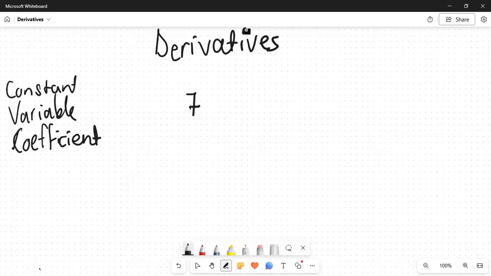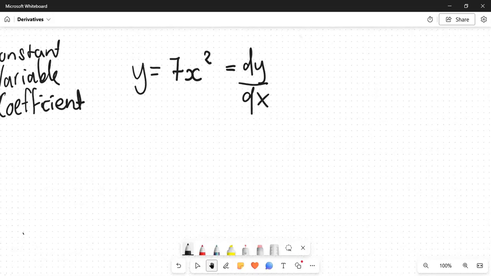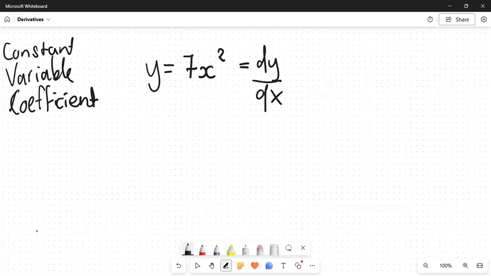So we can be given 7x squared. Then, in order to find the derivative, I forgot to say the derivative can be represented as dy over dx. If y is equal to 7x squared, find dy over dx. If they don't say find the derivative, you have to find dy over dx, if they don't say derivative in full. So, this is how we do it.